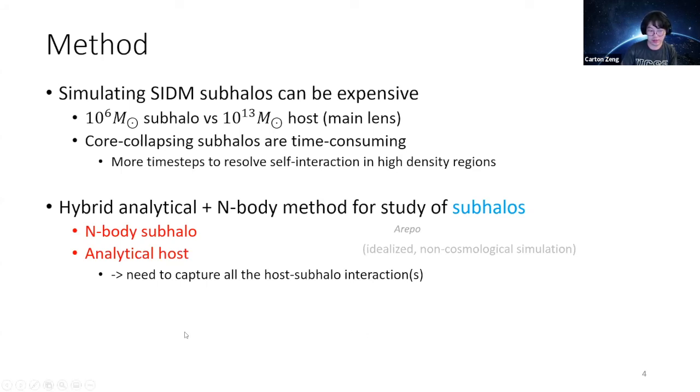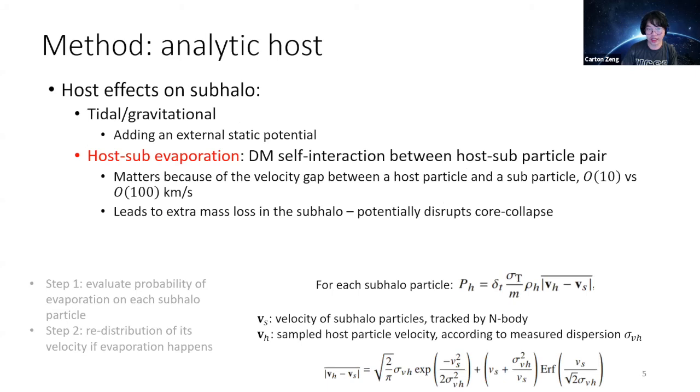By using this hybrid approach, we need to make sure that we capture all the interactions between this analytic host and the N-body subhalo correctly. So what effects does the host have on the subhalo? First, of course, naturally, we have the tidal or gravitational effect, which is straightforward to implement. It's just an external static potential. It can be time evolving, but currently we only have a static potential.